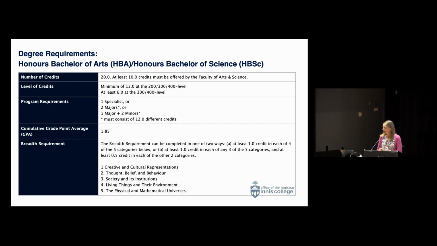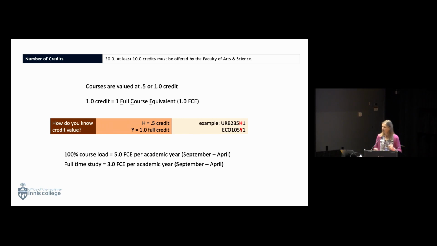So the first item on the list is the number of credits that you need to earn before you can be eligible to graduate. So that number is 20. Courses here are valued at 1 full credit or half a credit, and you take a combination of full and half credit courses to make 20.